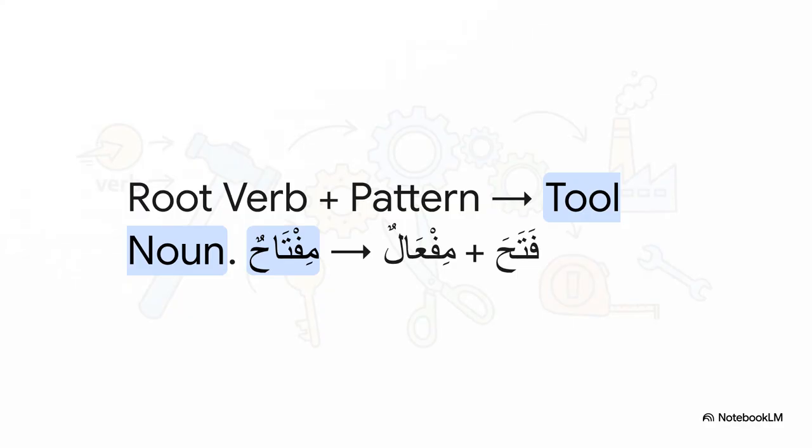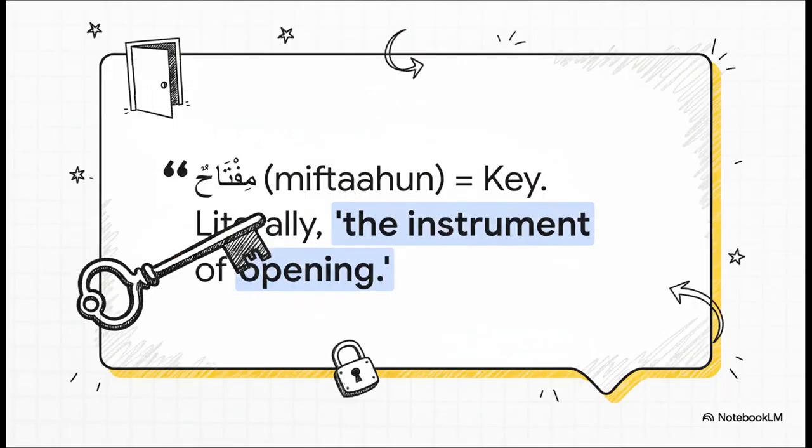Now, watch this. We take that root, the F, T, and H sounds, and we apply the Mif'alun pattern to it. We're going to slot our root letters right into that blueprint, and boom, out pops a brand new word. And there it is. This gets us right back to our very first question. Miftah is the word for key. It is, quite literally, the instrument of opening. The logic is baked right into the word's DNA. So cool. Let's try another one.